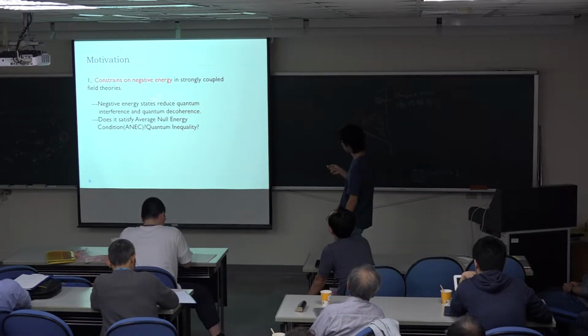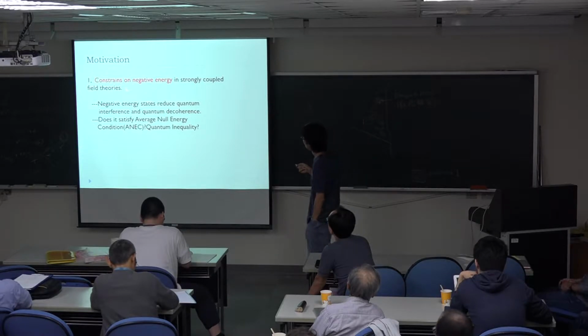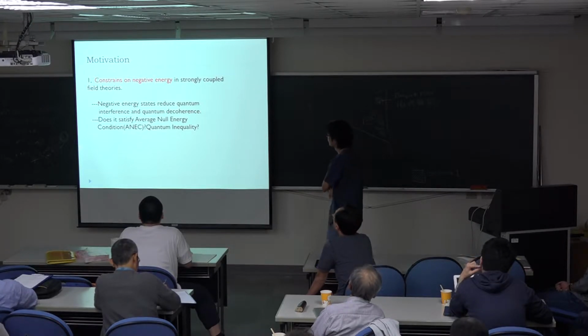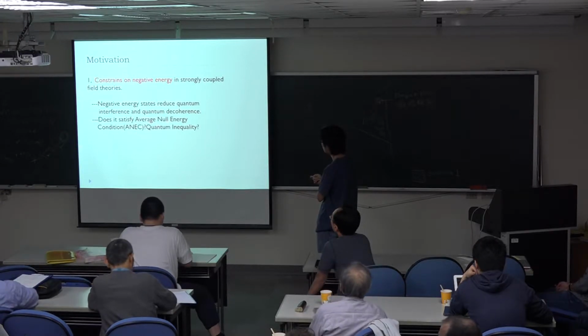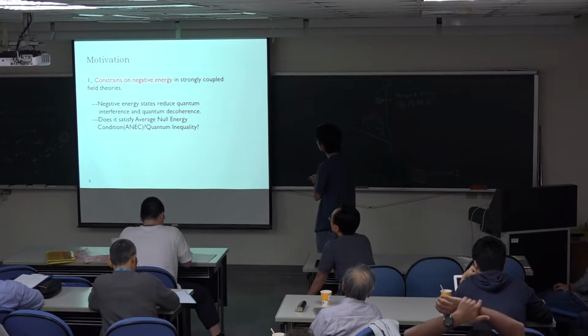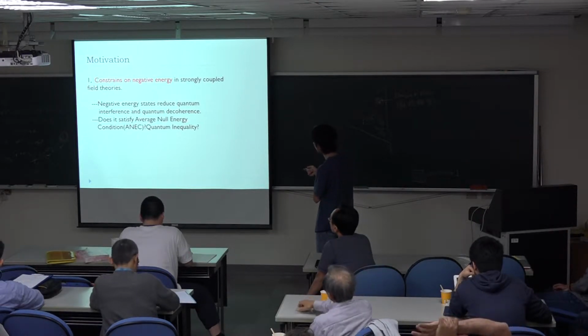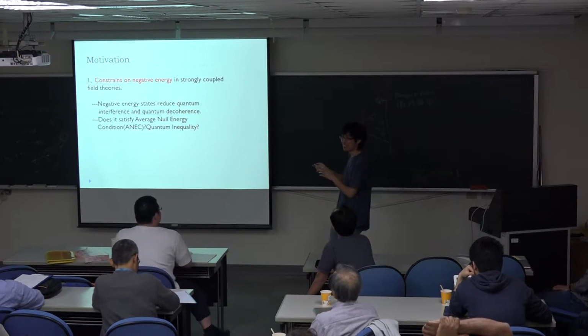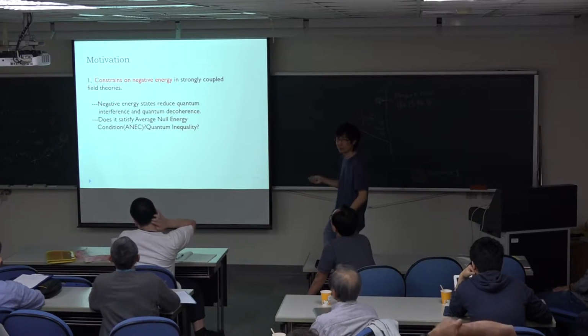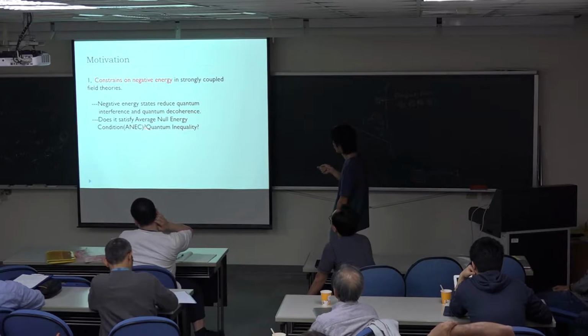This is the first main result. We study the constraint on negative energy in this CFT or field theory view of the gravity theory. We are asking whether it satisfies, for example, the averaged null energy condition, or some quantum inequality. I will explain this later. The main idea is very simple: we just check whether the energy density in this AdS/CFT setup satisfies this energy condition.